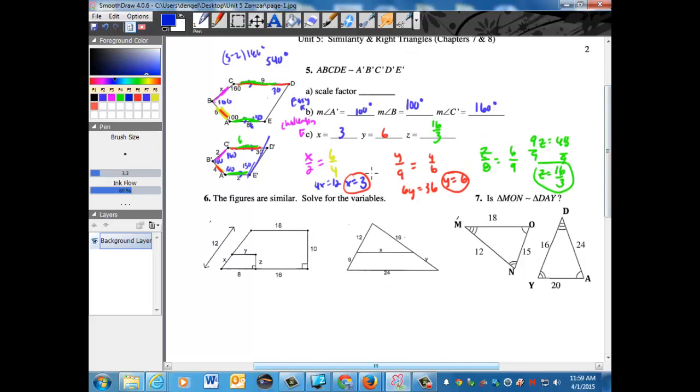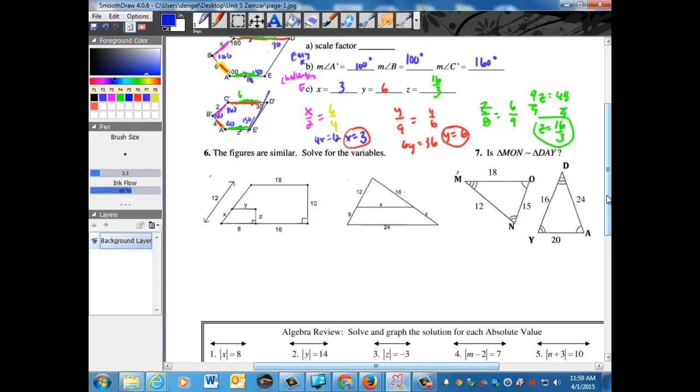Alright, next problem. I think it's always smart to redraw the smaller shape, so we can get an idea about what's really going on here. Here's x, here's y, here's z, and here's 8. And here's our 90-degree angle.